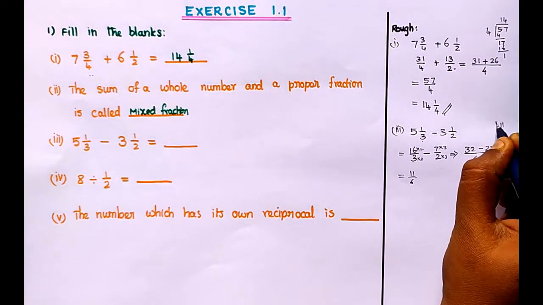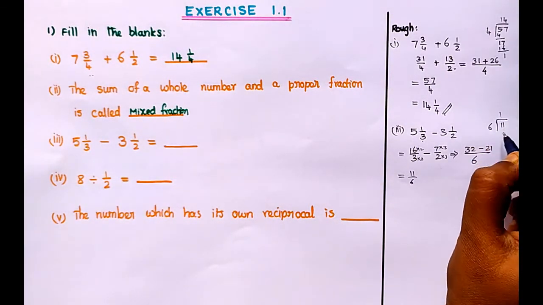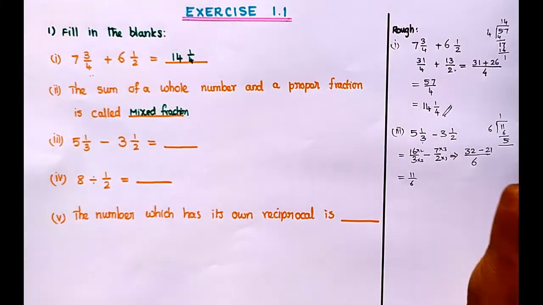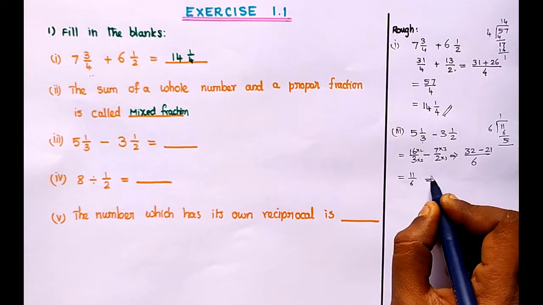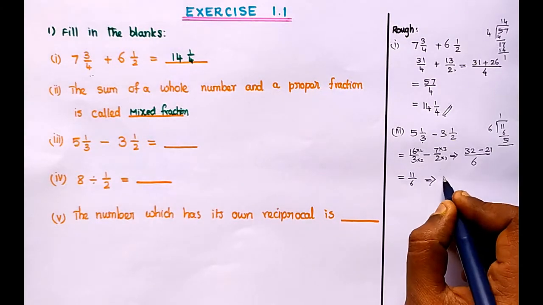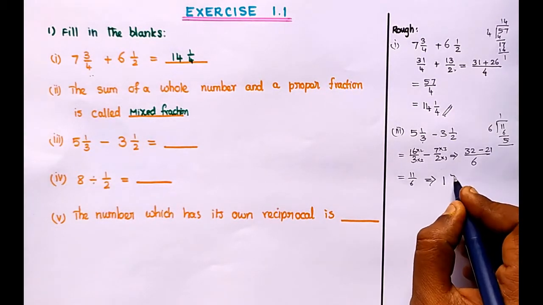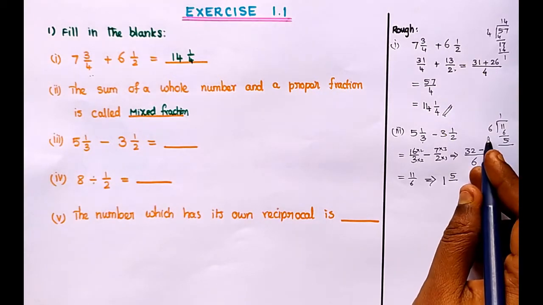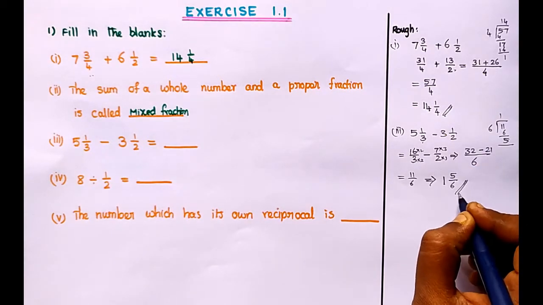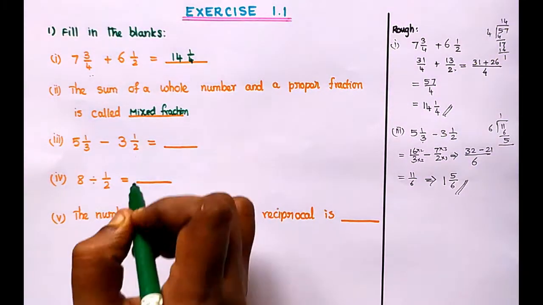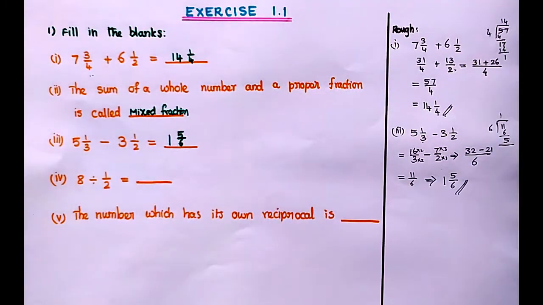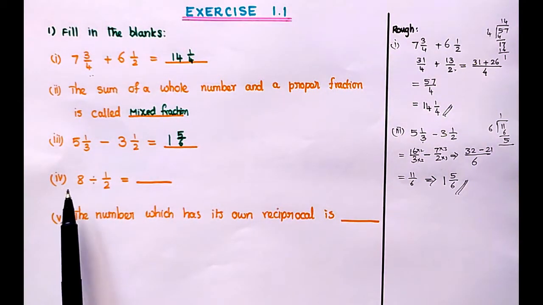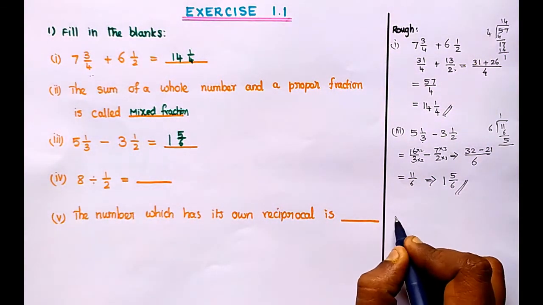So, 11 divided by 6, one time, remainder 5. So, write it as a mixed fraction: quotient, remainder 5 divided by divisor 6. So, 1 5 by 6 is the answer.